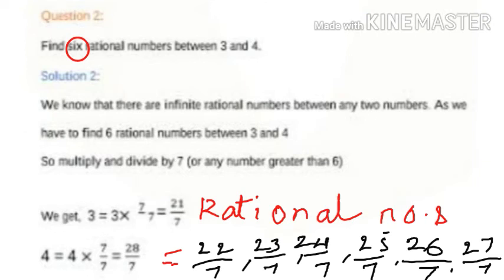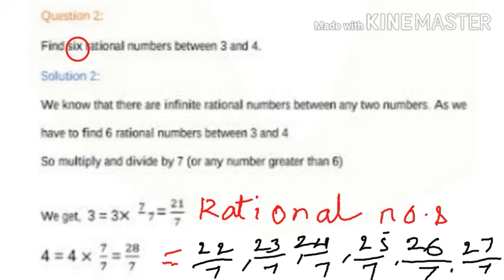Similarly 4 also we multiply by 7 by 7, we get 28 by 7. So all the numbers in between 21 by 7 and 28 by 7 are rational numbers, like 22 by 7, 23 by 7, 24 by 7, 25 by 7, 26 by 7. All these numbers are rational numbers. So this is the easiest way, isn't it?